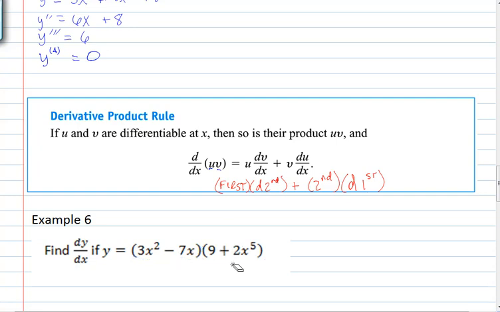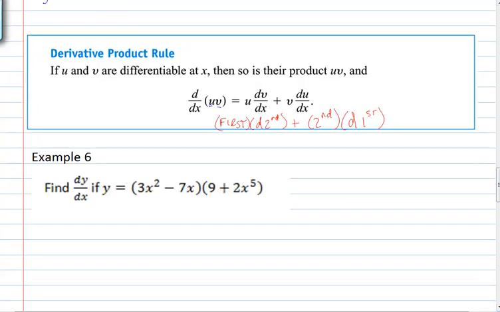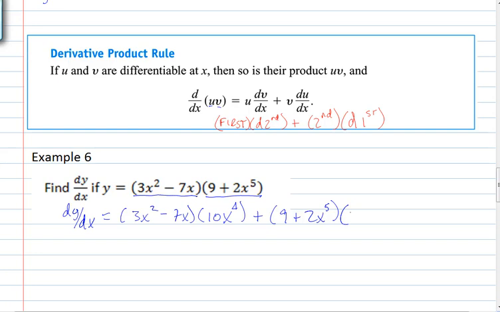So in example 6, we want to find the derivative, but we don't want to distribute. So we're going to use the product rule. First of all, identify what your first function is and your second function. Now, dy/dx, according to the product rule, is going to be the first function times the derivative of the second function, plus the second function times the derivative of the first. And I think I'm going to let this stand for now. I just wanted to see if you could follow the pattern for the product rule. I'm not going to make you simplify it out right now.